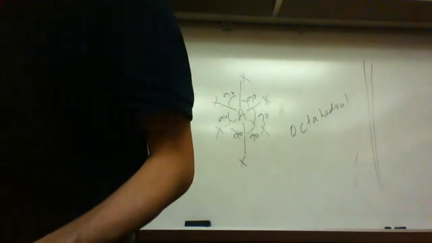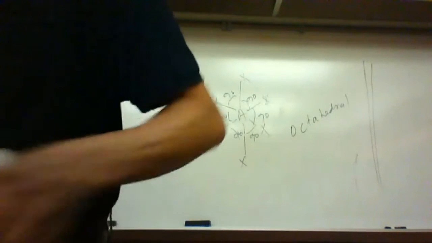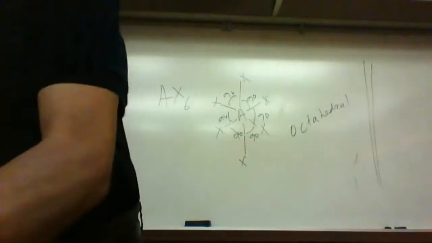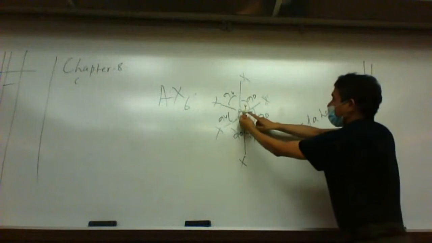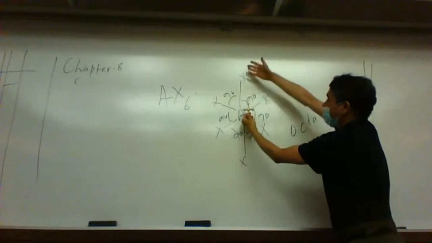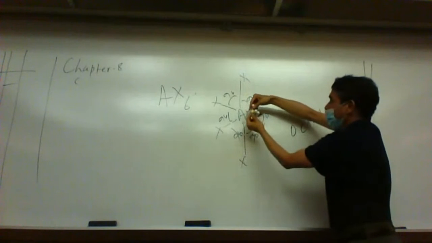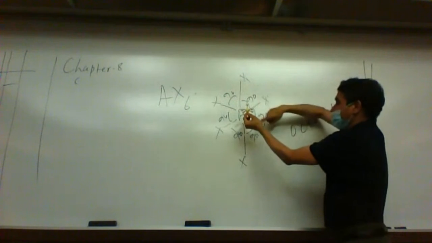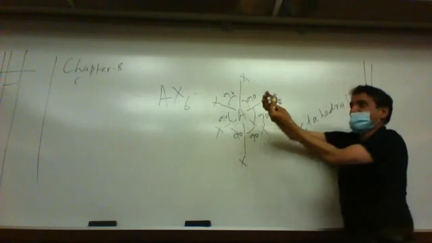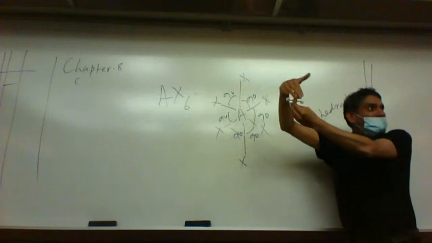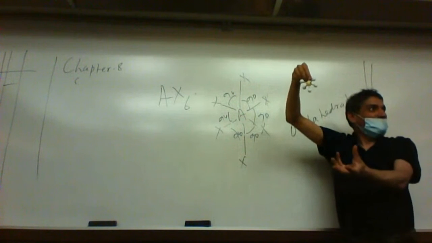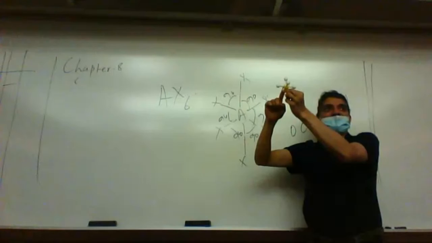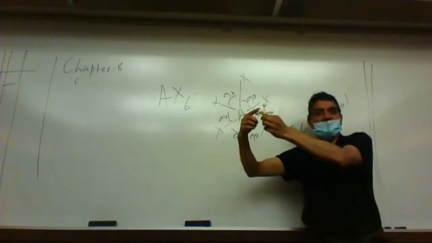1, 2, 3, 4, 5, 6, right? Like this one. You see here, this is A, the central atom, and this one is going toward the ceiling. This one is going down toward the earth, and these four are in the same plane, the equator. Make sense? This is going up and this is going down. So if you look at the angle between these, this is 90, this is 90, and the angle between this one and this one is 90.